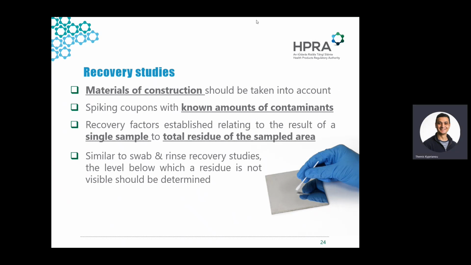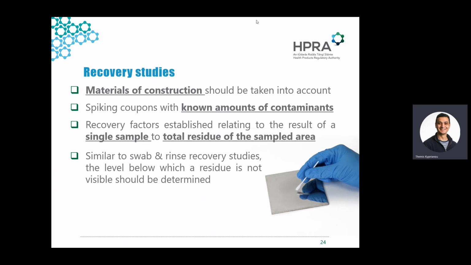The accuracy of sampling methods, either swab or rinse, relies on the determination of recovery factors by means of recovery studies, which allows for establishing the relationship between the result of a single sample to the total amount of residue on equipment in the sampled area. This is achieved by spiking known amounts of product or API on coupons, which are then allowed to dry before they are sampled to recover the residue.